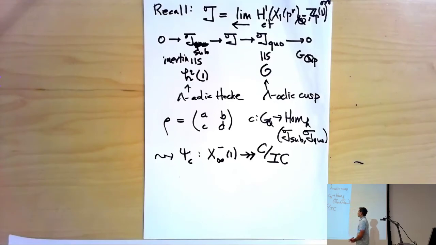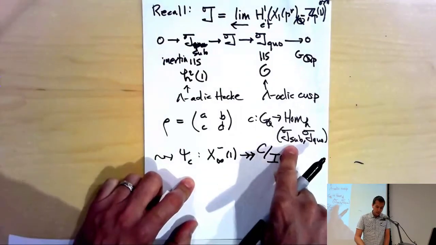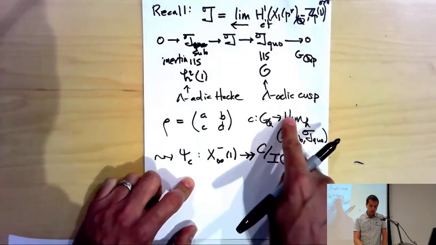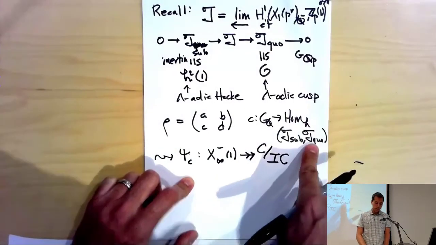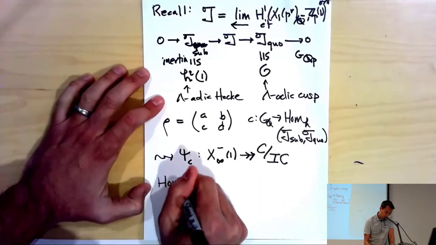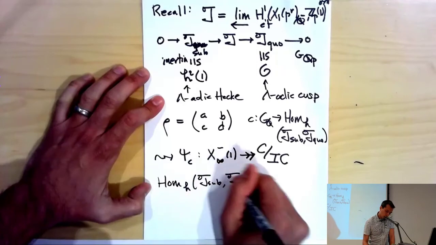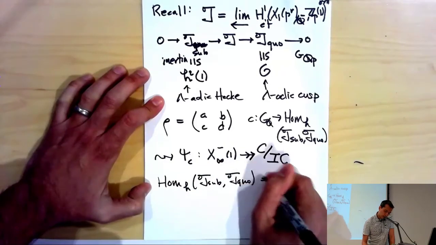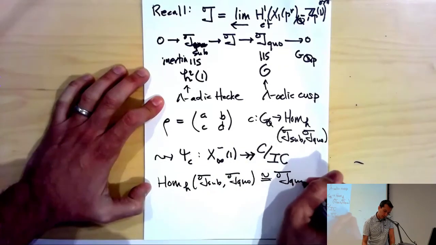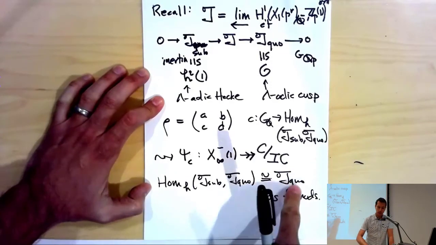So I want to say something about this C. So this T sub is isomorphic to H, right? So as a Hecke module, this homomorphism group is just isomorphic to T quo. So Hom_H(T sub, T quo) is isomorphic to T quo as H modules. And so we can identify C with its image in here.